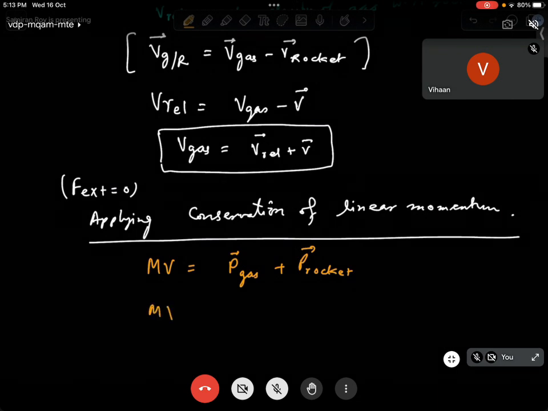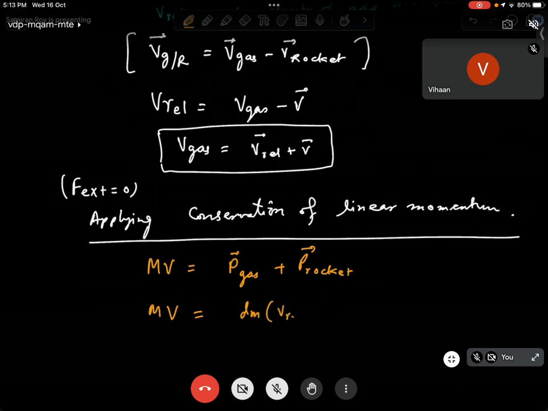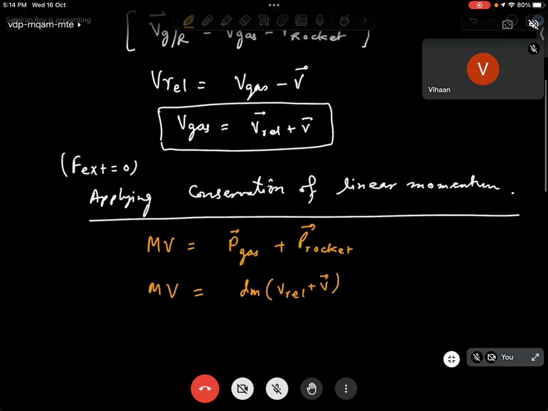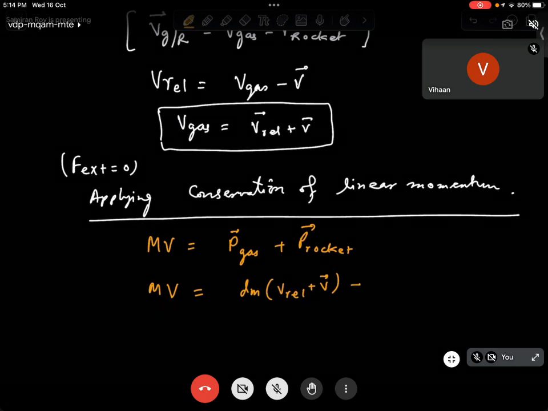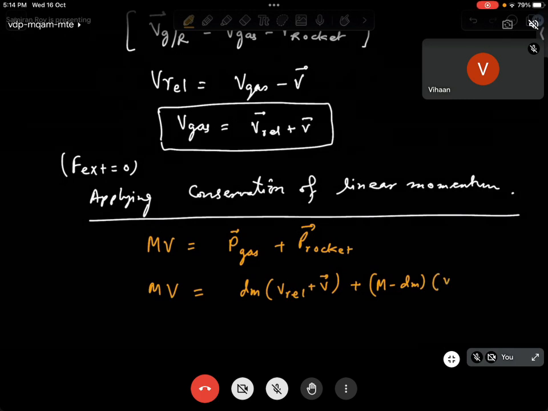That is equal to, what is the momentum of gas? dm into (v relative plus v). This is the momentum of gas. Is that clear? Clear all of you? Plus, what is the momentum of the rocket? Capital M minus dm, into (v plus dv).